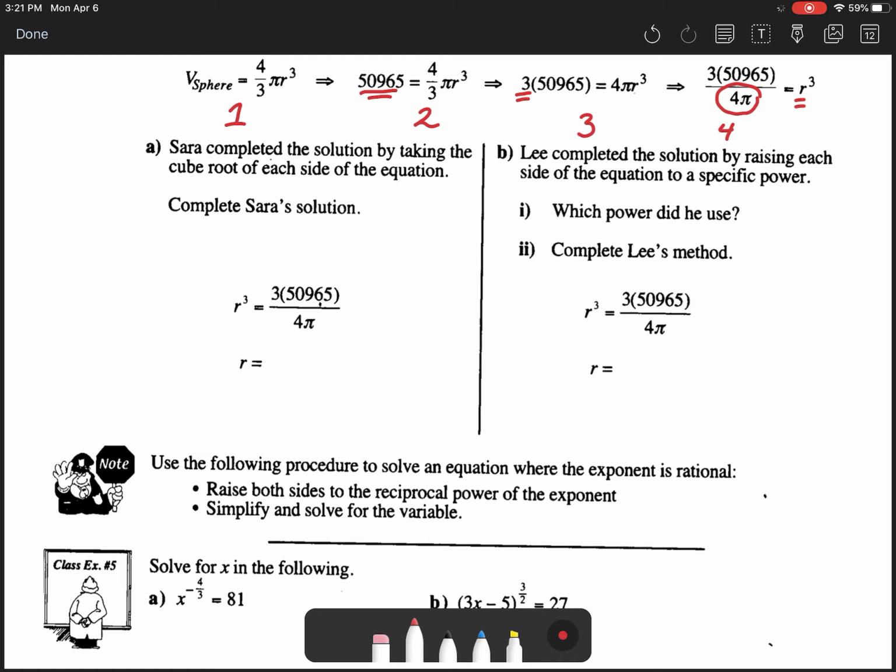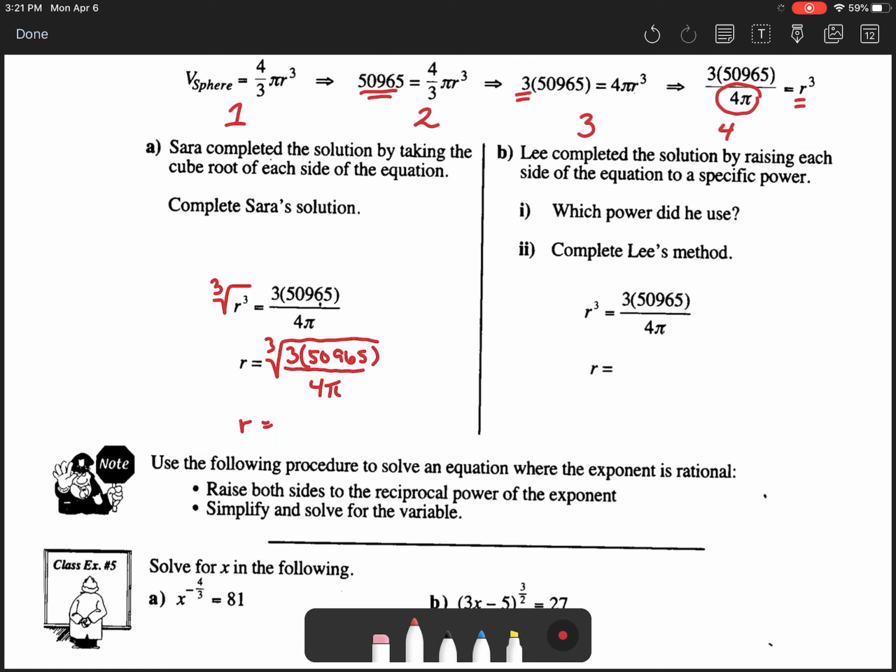So let's take a look at what the 2 students did and talk about their calculations. It says complete Sarah's solution. So again, she has r cubed equals that calculation. She wants r. So what she's going to do, and it tells you up above here, it says Sarah completed the solution by taking the cube root of each side. So she would take the cube root of this side to get r. And she would have to take the cube root of the other side of the equation. So that means she's going to take the cube root of 3 times the 50,965 all over 4 pi.